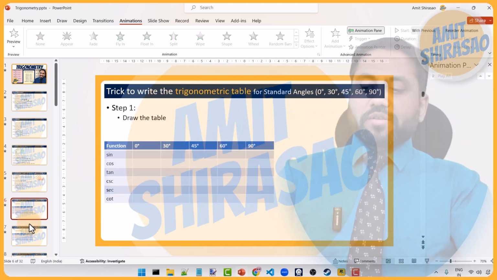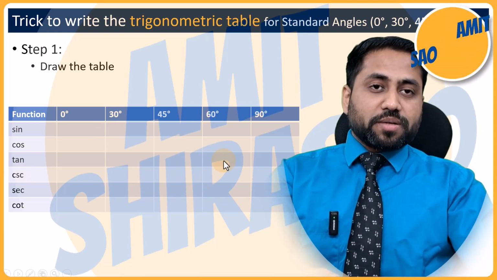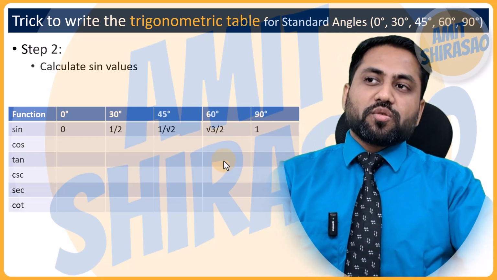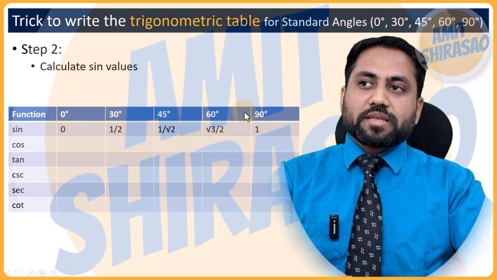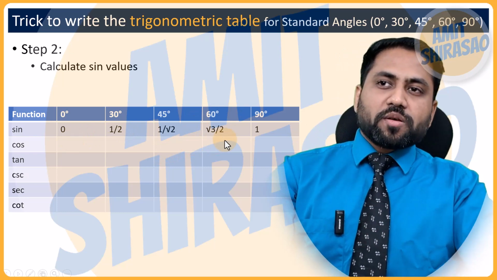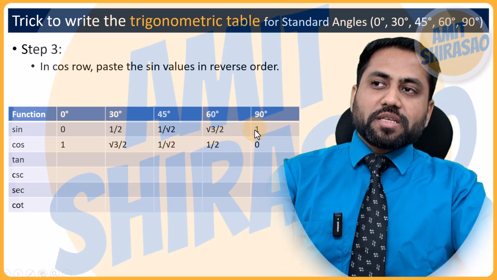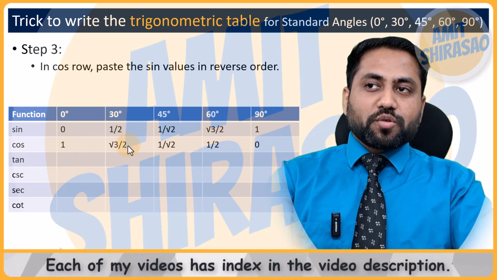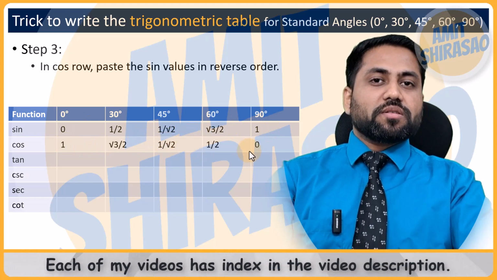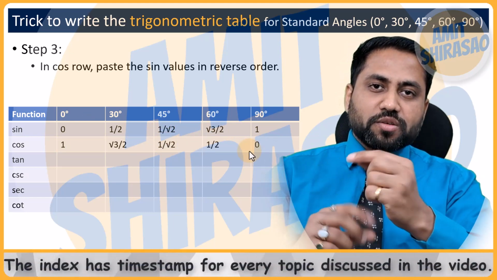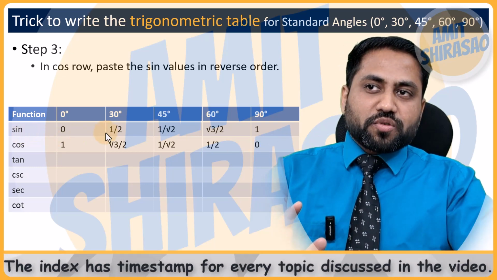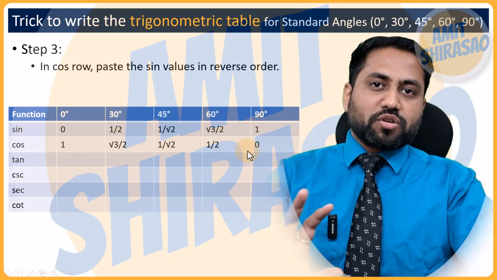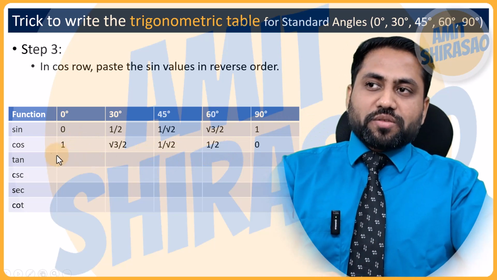Okay, so coming back to our trigonometric table, first you drew the table. Then you used your right hand technique or left hand technique, whichever you want, to calculate the value of sine of standard angles. Then for cos, just reverse it. Sine of 90 is 1, so you'll say cos of 0 is 1. Similarly, you copy the values from the sine row into the cos row in the reverse order. So it is as simple as that. That will give you cos.